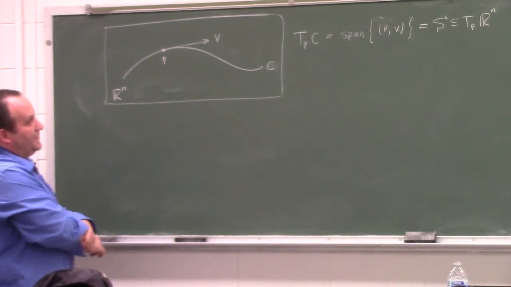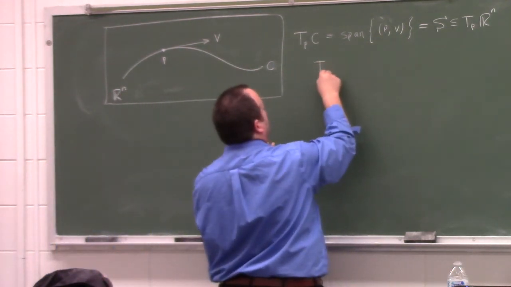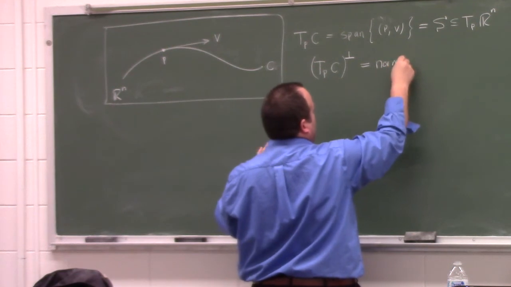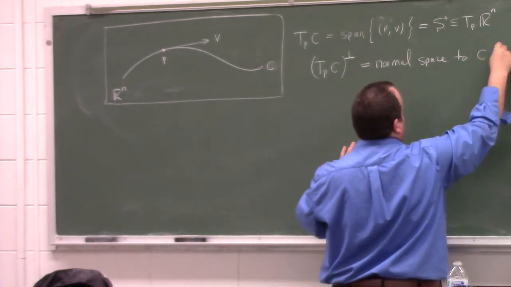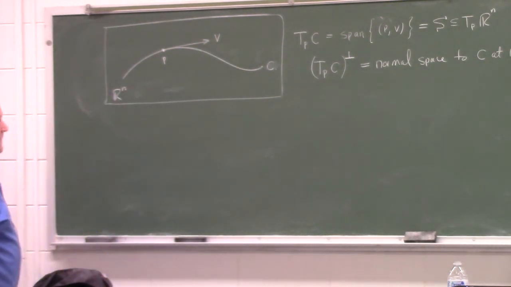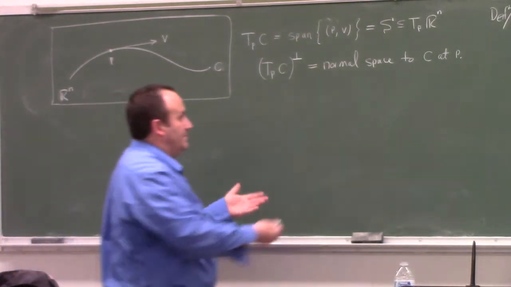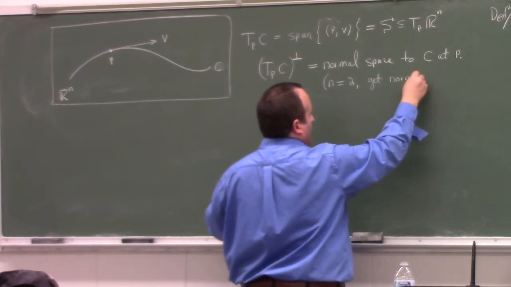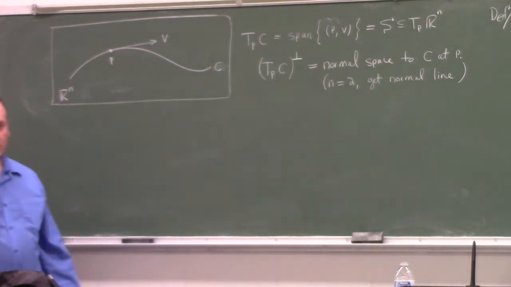And so what would the perp to S be? This is what's called the normal space. Normal space to C at P. For example, if we made n equal to 2, what would it be? N equals 2, you get a normal line. N equals 3, you get a normal what?